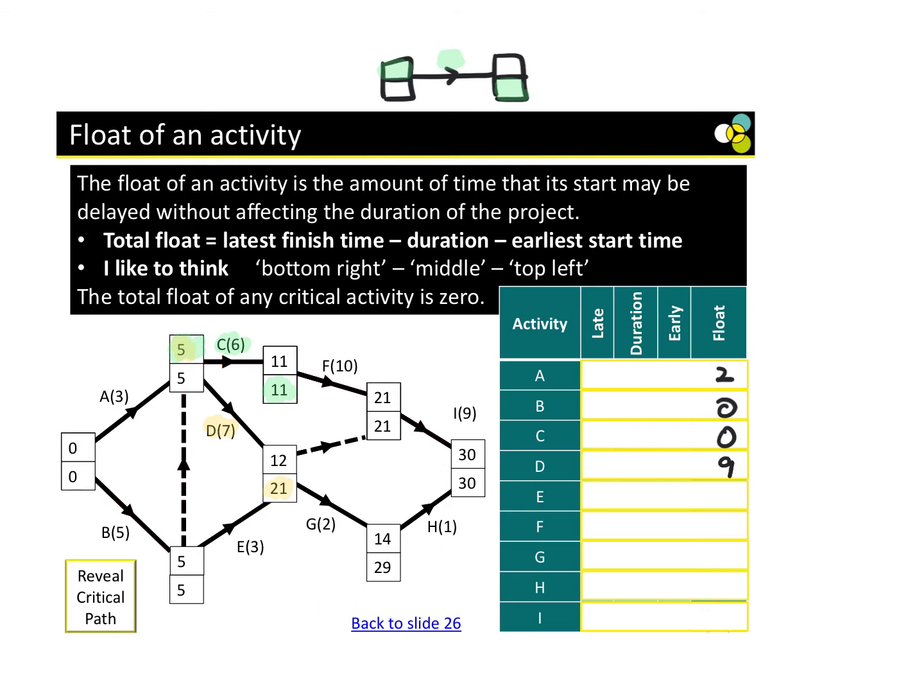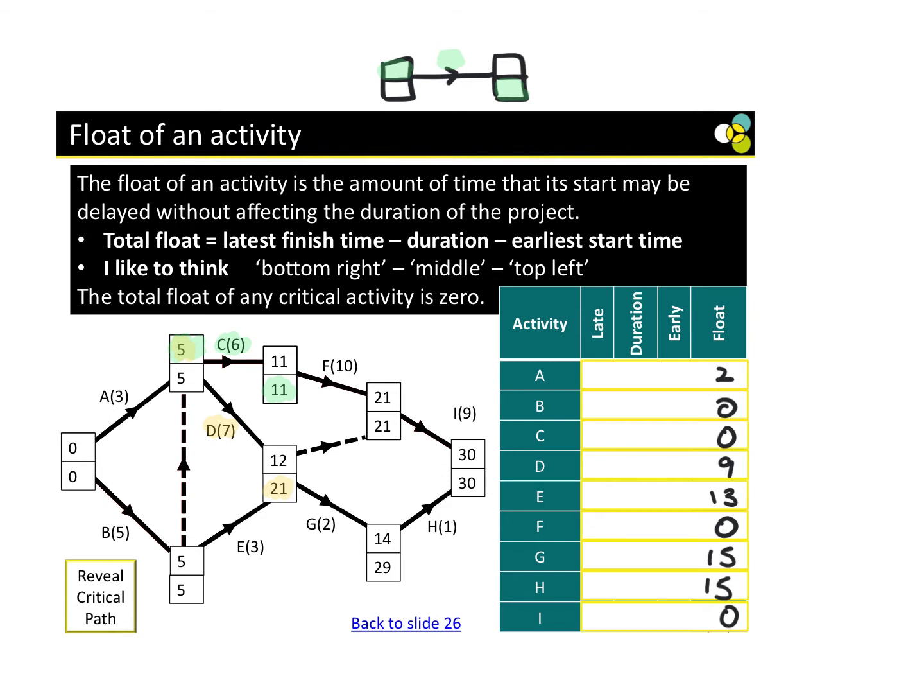Perfect. For E, 21 minus 3 is 18 minus 5, 13. F, 21 minus 10 is 11 minus 11, 0. G, 29 minus 2 is 27 minus 12, 15. H, 29 minus 1 is 28 minus 14, 15. I, 29 minus 9 is 20, minus 20, 0.